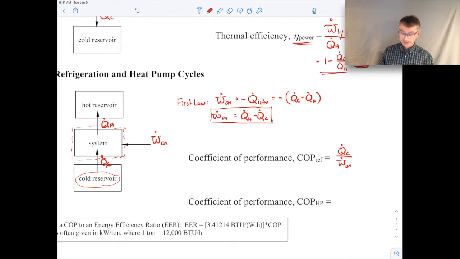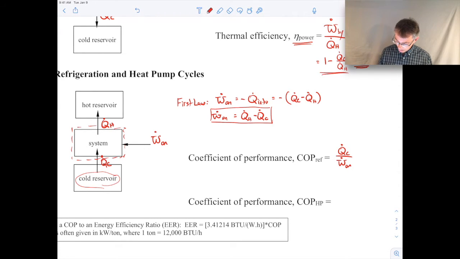Now, the reason we define it like that is because what we're trying to do in a refrigeration cycle is maximize the amount of heat energy that we pull out of the cold reservoir. Again, think about the cold reservoir being the inside of your refrigerator. You want to get as much energy out of there as you can. So you want to maximize your Q dot C, and you want to do that while having to put as little power into your refrigerator as possible, right? You don't want to have to use that much electricity. So that's how we define that coefficient of performance.